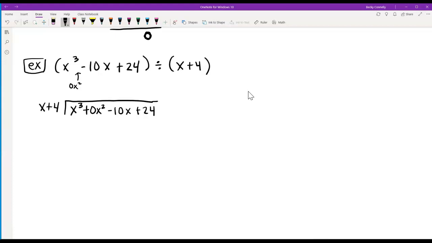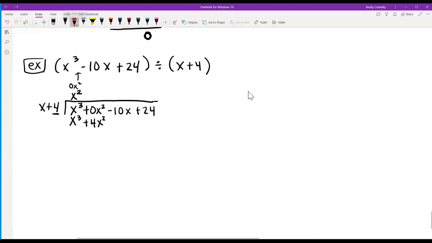Okay, and then we're going to just go ahead and do what we were doing before there, right? So what times x gives me x to the third? So x squared times x gives me x to the third. And then I need to take that x squared and also multiply it by my 4. So x squared times 4 is plus 4x squared. And see, it was important that I put this 0x squared here because I can only add and subtract like terms together. And so that's why I needed to have this placeholder here for it.